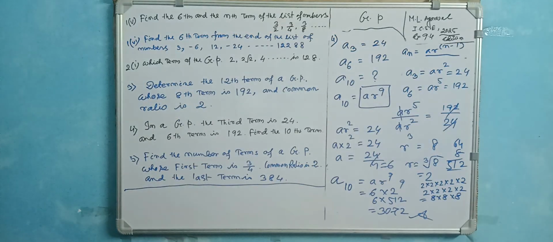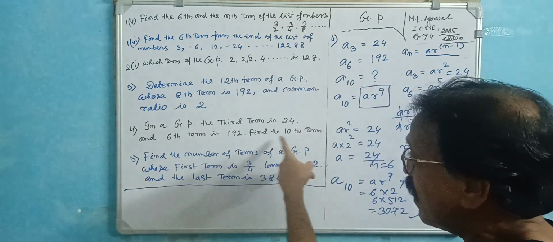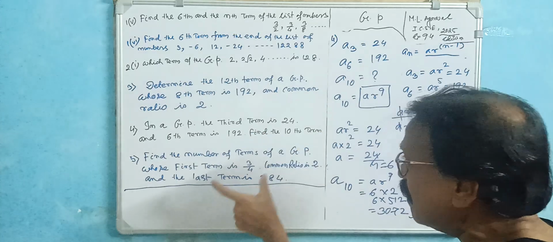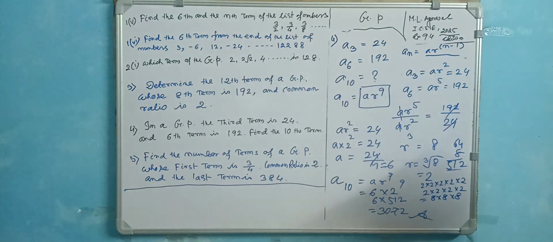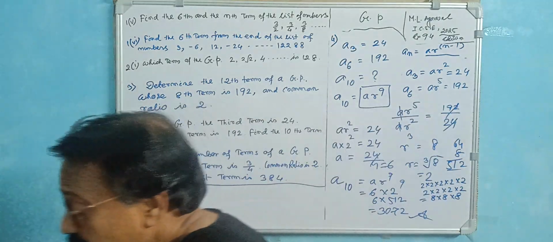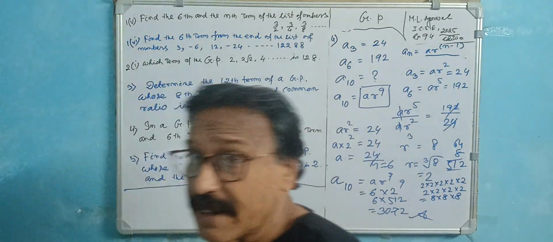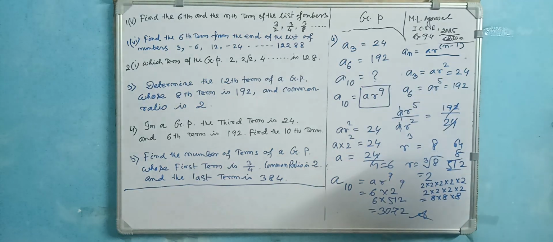3072. So what is the value of a 10? Find the 10th term, and that means the value of the 10th term. A 10 is 3072. Clear? Okay. Now for today, the last sum.